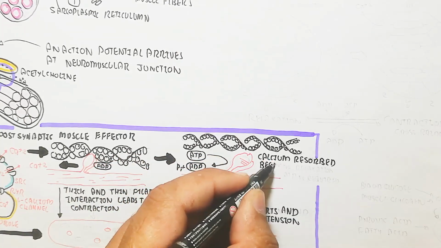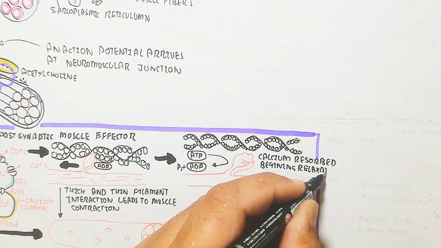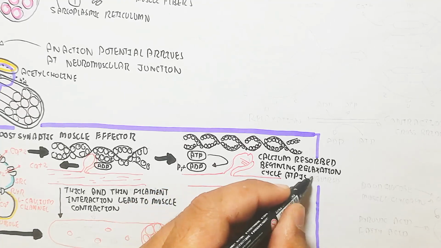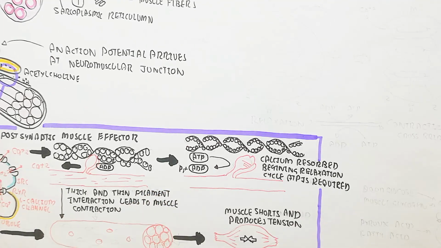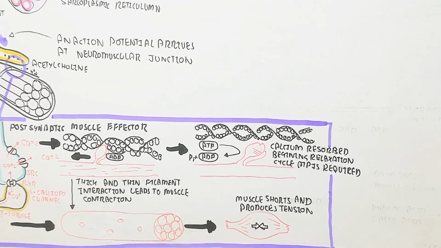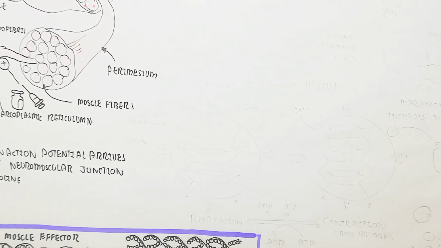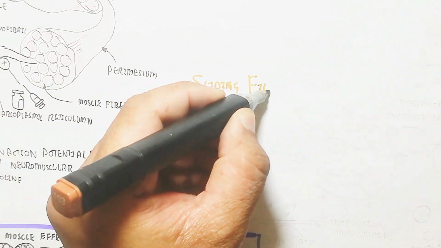Whenever you die, rigor mortis will occur. In this way, ATP will not be produced. Slowly after death, the contraction and relaxation will stop. That is why this is known as rigor mortis.